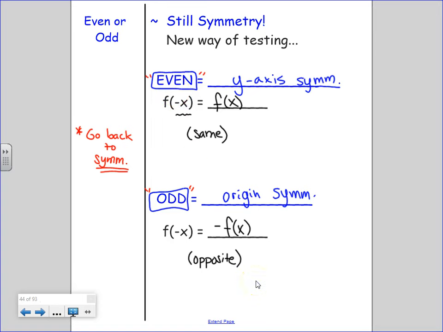Odd. In the olden days, like two weeks ago, maybe a week ago, we said for odd, plug in a negative x, plug in a negative y, simplify. But another way of looking at it, for functions only, if you plug in a negative x and it makes everything opposite, then it'll be odd. Okay, so let's go back to those examples.